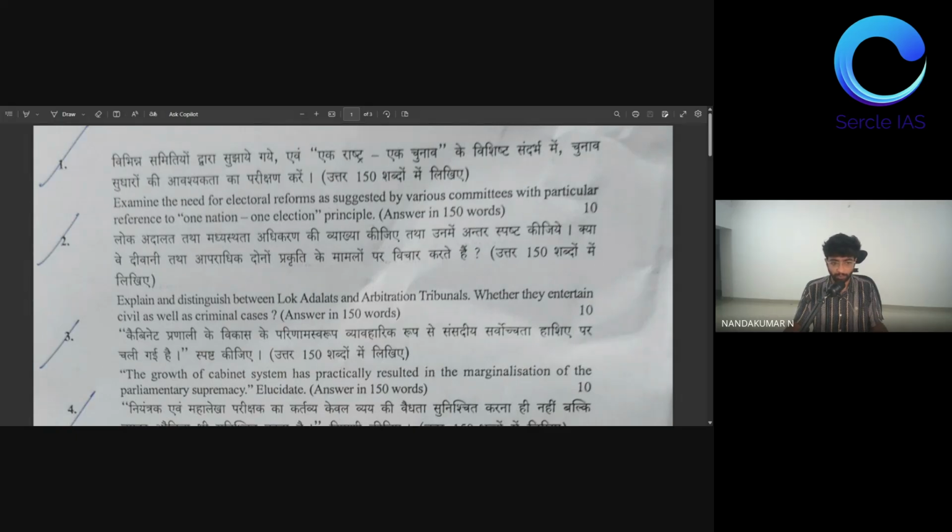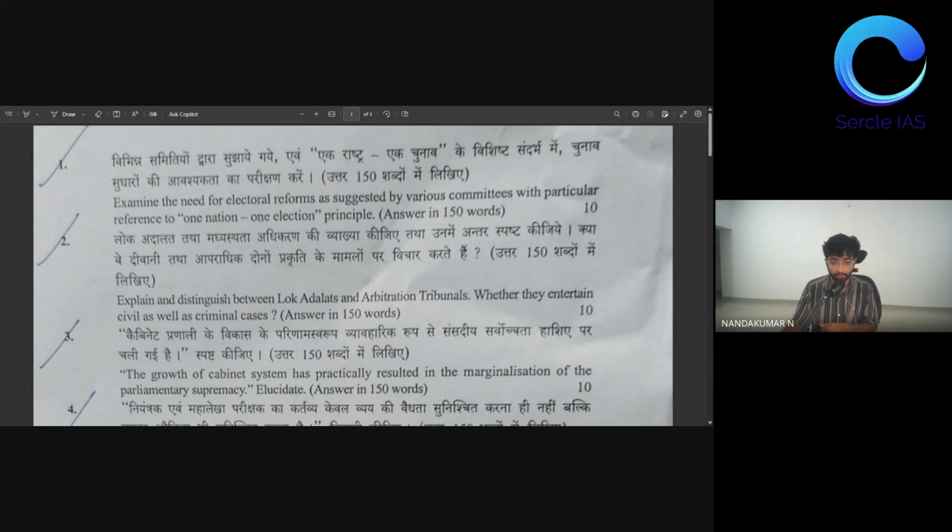Okay, now moving on. Explain and distinguish between Lok Adalats and arbitration tribunals, whether they entertain civil as well as criminal cases. Very technical. These kinds of technical questions are also asked by UPSC. So what is the syllabus connection of this? Structure, organization, functioning of the executive and the judiciary. And also maybe you can say dispute redressal mechanisms and institutions. It is also in your syllabus. So only with a clear understanding of the syllabus can you frame these kinds of answers, right? Initially, you have to identify what the context is and where it comes from.